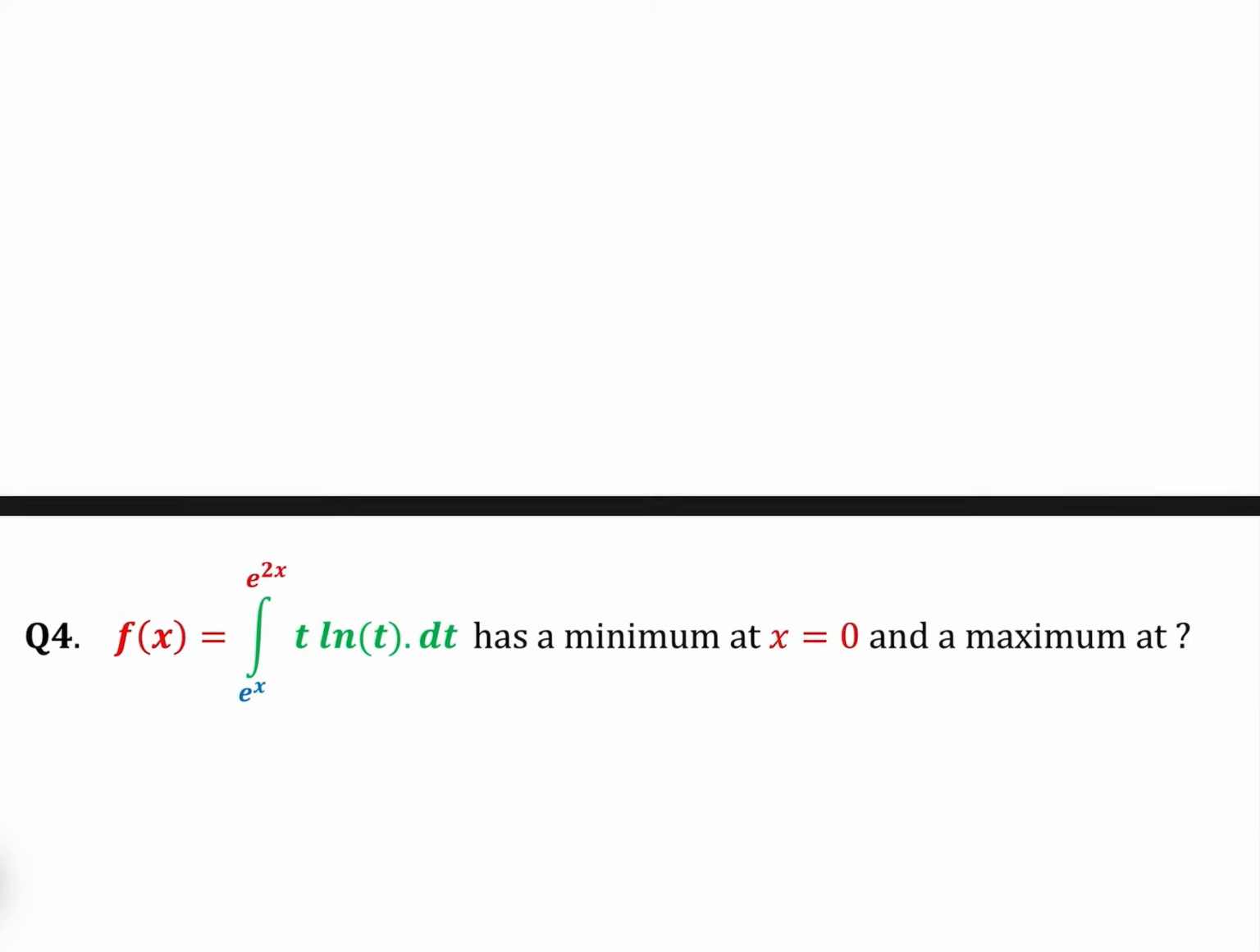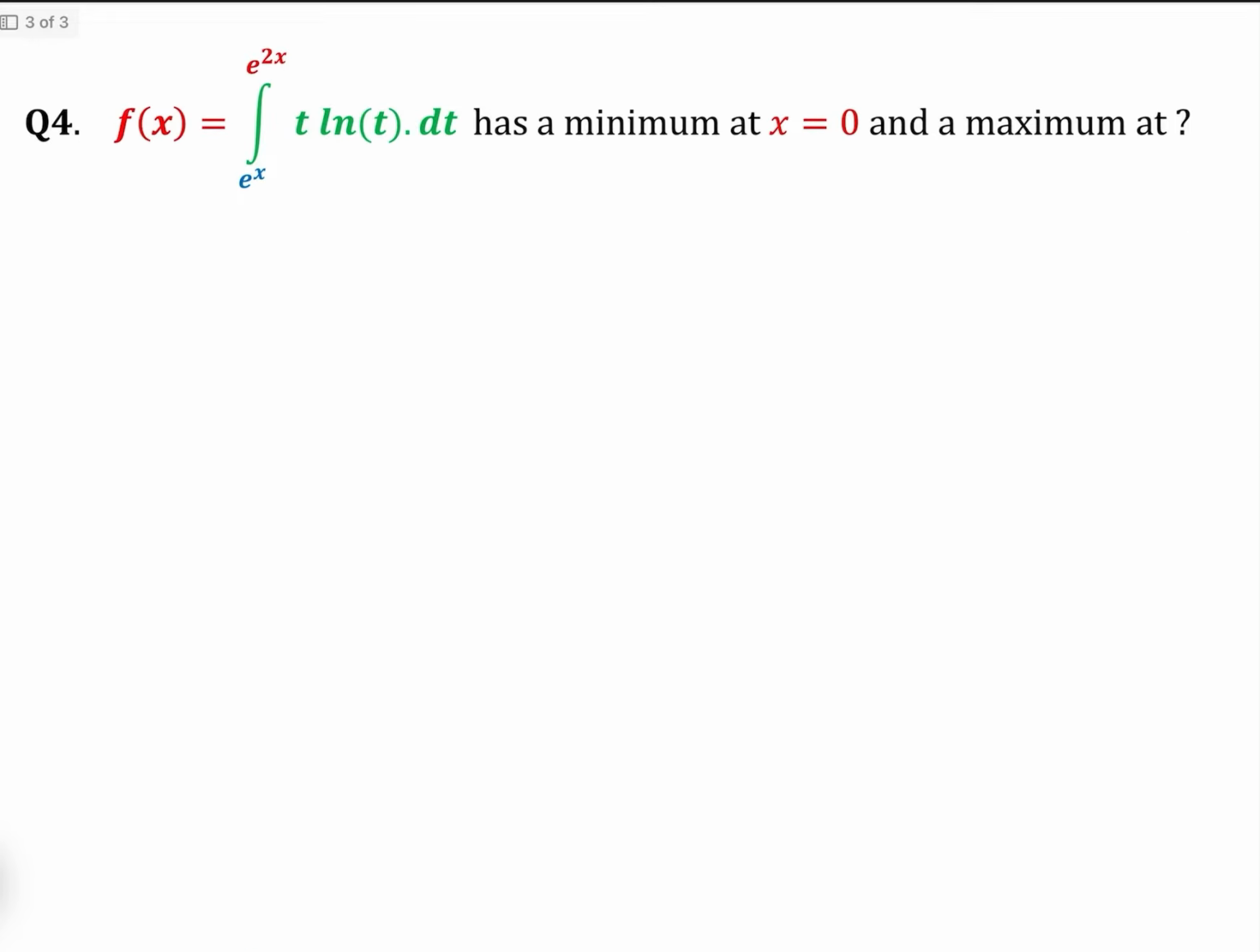Okay, so for the final one now, question 4. This is a slightly more difficult one, but it's still basically the same idea. So f of x equals the integral between e to the 2x and e to the x of t log t dt. It tells us it has a minimum, and it's asking us where the maximum is. So anybody who wants to do that, pause the video now.